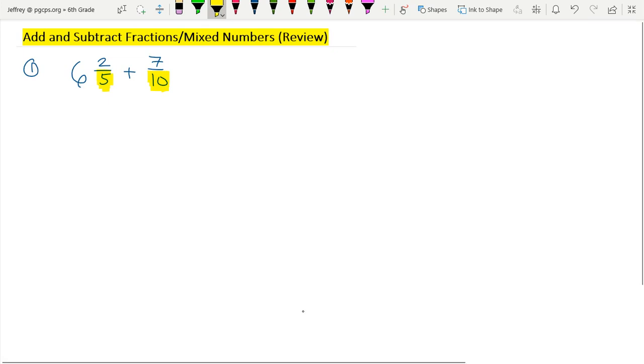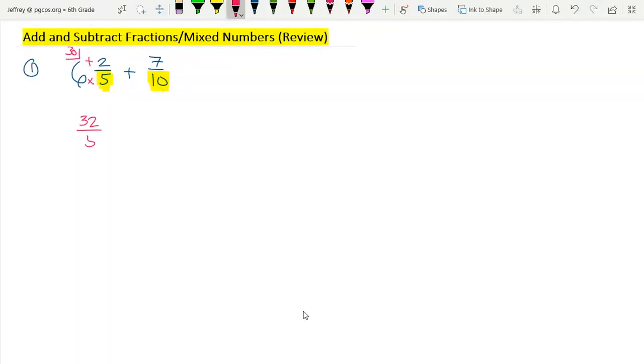But before anything else, let's change this into an improper fraction. So 5 times 6, that's going to be 30. Then whatever the product is, add that to the numerator, that's going to be 32. So 30 plus 2 is 32 over 5, plus 7 over 10. Now remember, when you add or subtract fractions, that's the only time that we need to find a common denominator.